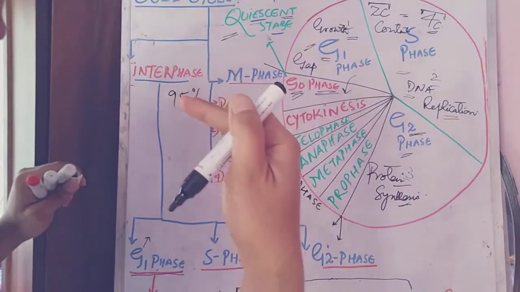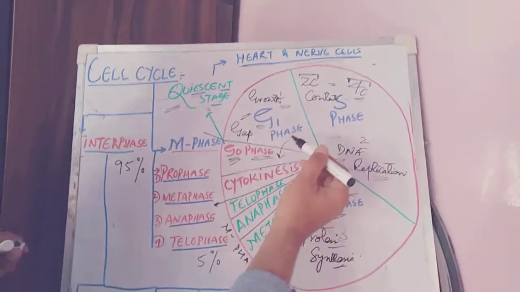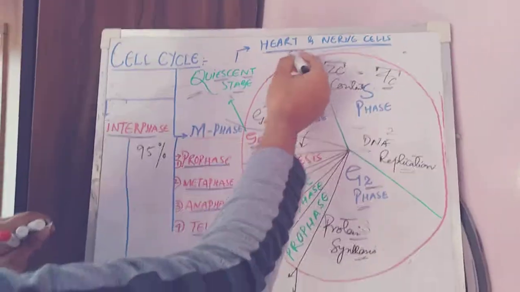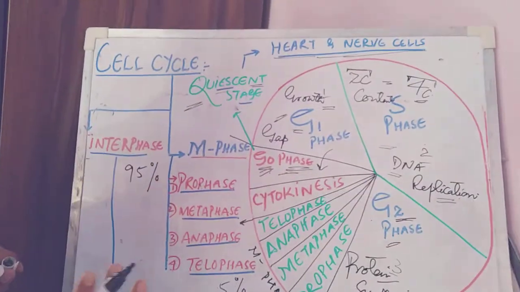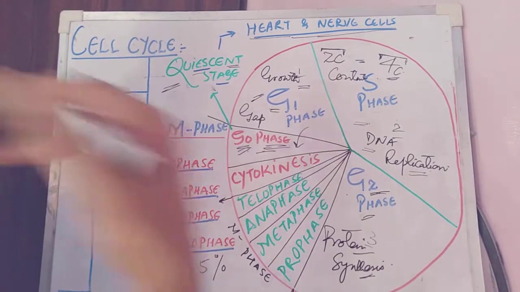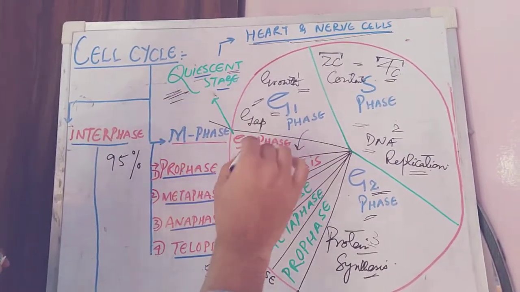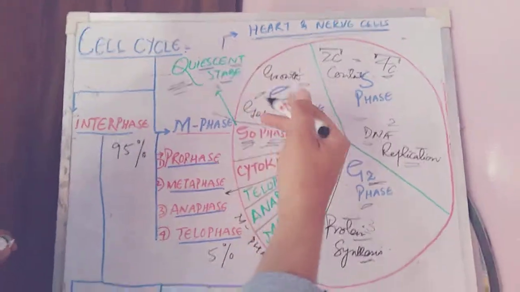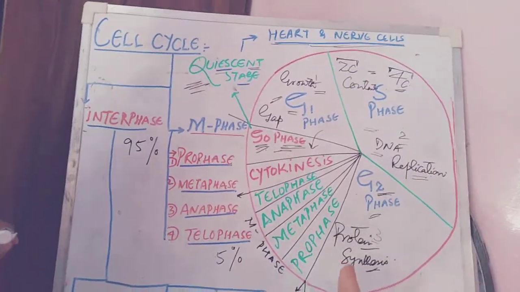If the cells would further divide, they have to go into the G1 phase, then into the S phase, then into the G2 phase. But these cells usually do not divide, so they remain in the G0 phase, which we call as quiescent state. Sometimes some cells are called back for division in some special cases. Then those cells have to break their quiescence, and then they again have to go into the G1 phase, and later on they go into S phase, G2 phase, and they complete the interphase.